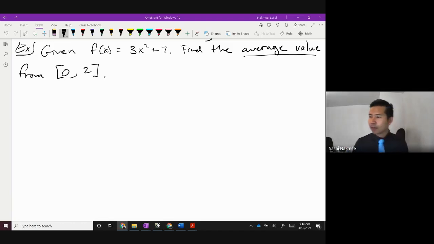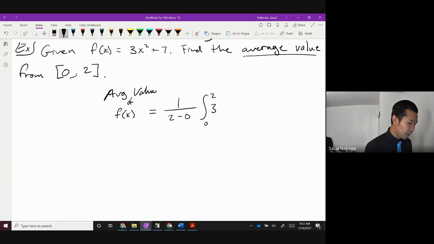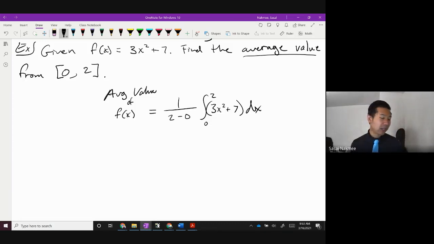All right. So the setup that you hopefully would have gotten, if you're looking for the average value of a function, the average value of f of x needs to be equal to 1 over 2 minus 0 of the integral from 0 to 2 of 3x squared plus 7 dx. If you got there, and they're asking for the average value, you would get a point for setting it up correctly.